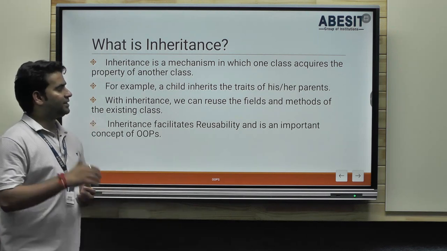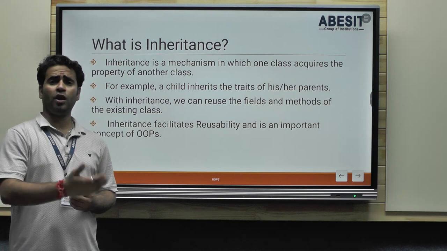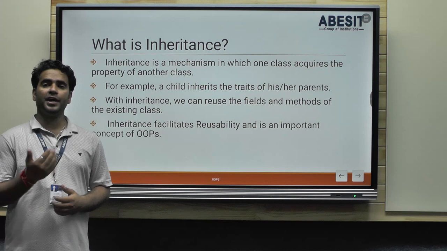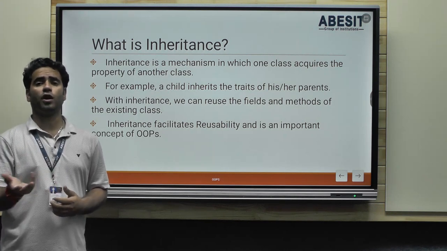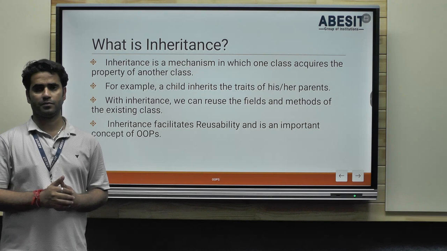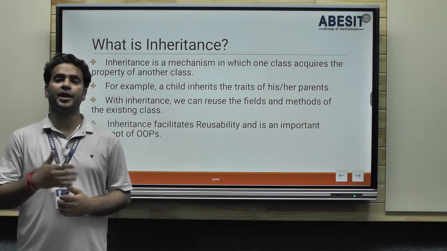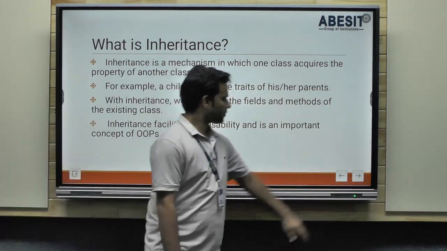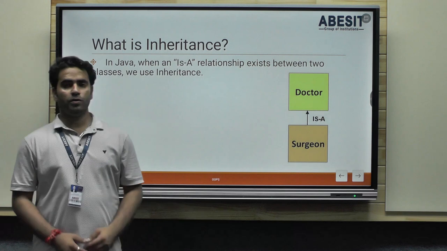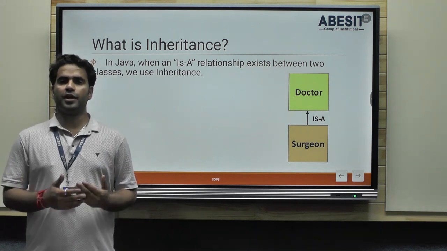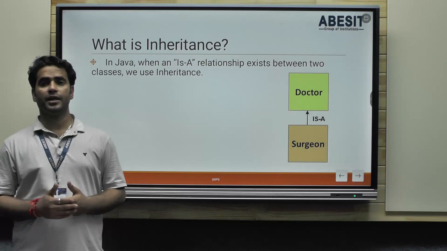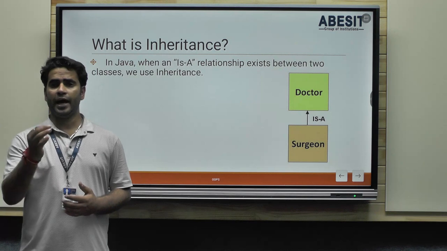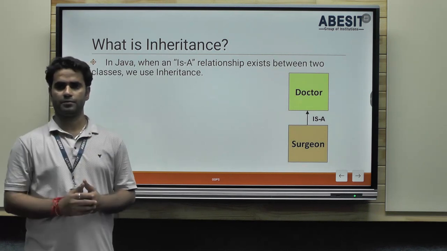For example, a child inherits the traits of his or her parents. With inheritance, we can reuse the fields or the methods of an already existing class. Inheritance also facilitates the reusability of code which is already derived from the existing class. In other words, we can also define inheritance as a relationship between two classes.